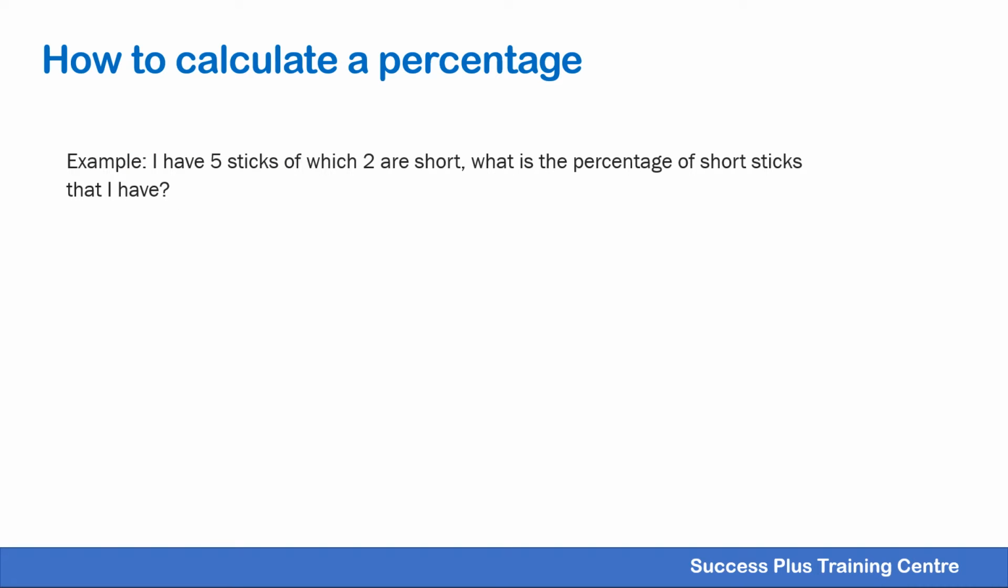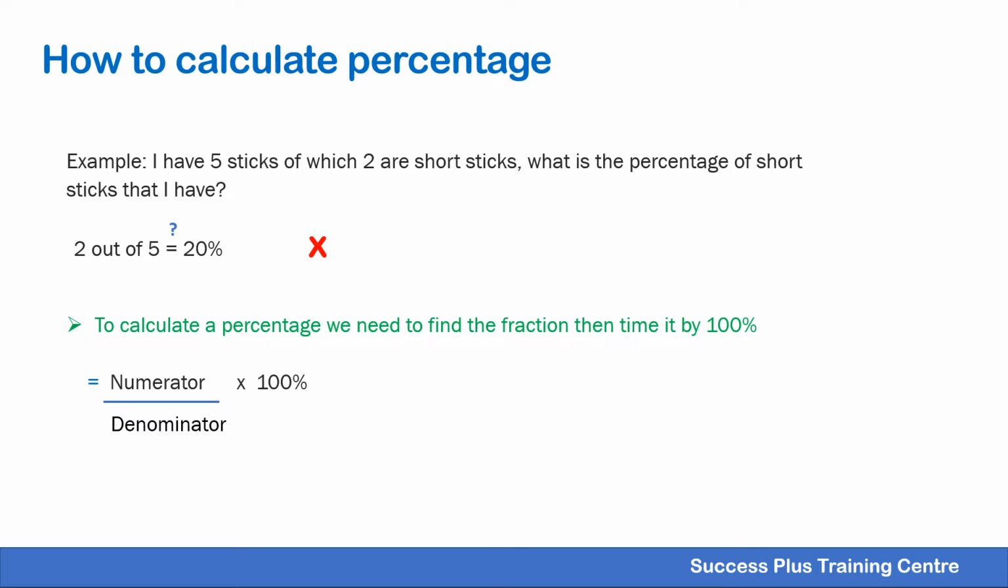Now let's have a look at how we can calculate a percentage from a word problem. Using the example, I have 5 sticks of which 2 are short. What is the percentage of short sticks that I have? 2 out of 5 of my sticks are short. Do you think this means that 20% of my sticks are short? No, it doesn't. 20% would be the right percentage only if I have 100 sticks and 20 of those sticks are short. In this example, we have only 5 sticks and 2 out of those 5 are short sticks. So how can we calculate the percentage in this question?